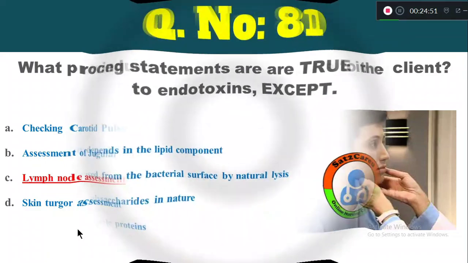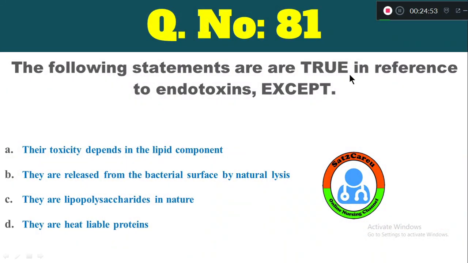Question number 81. The following statements are true in reference to endotoxins except option A, their toxicity depends on the lipid component. Option B, they are released from the bacterial surface by natural lysis. Option C, they are lipopolysaccharides in nature. Option D, they are heat-labile proteins. So the right answer: endotoxins are not heat-labile proteins.